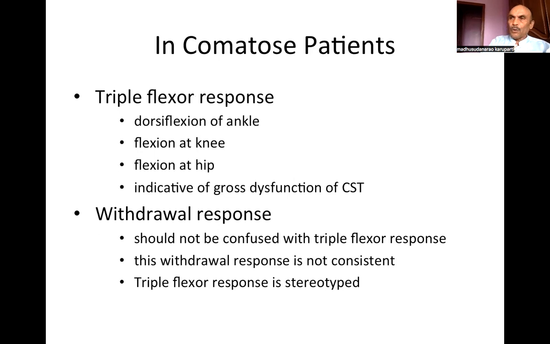Well, in comatose patients, what is the response? They usually present with the triple flexor response, which includes dorsiflexion of the ankle, flexion of the knee, and flexion of the hip. This indicates gross dysfunction of the corticospinal tract.